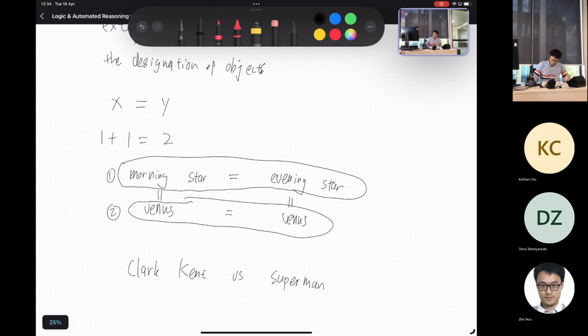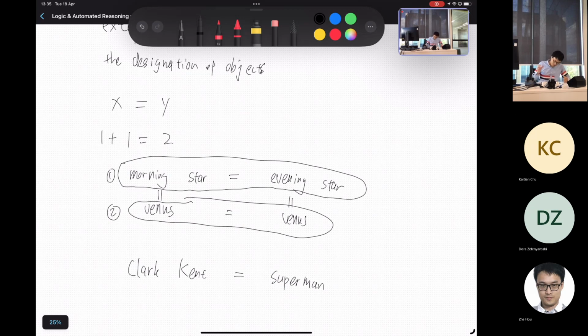Okay, they're both the same. So if you knew the comics, if you knew the DC world, you know that Clark Kent is Superman. So it makes sense to write Clark Kent equals Superman. And that's okay, right? Mathematically, it doesn't seem to be anything special.